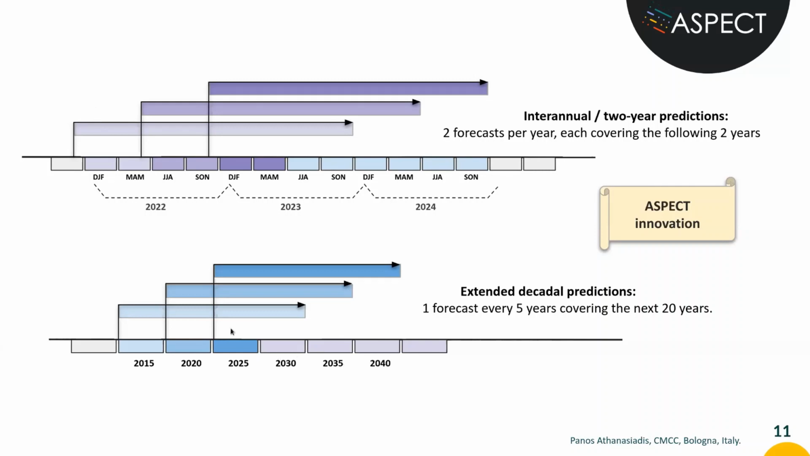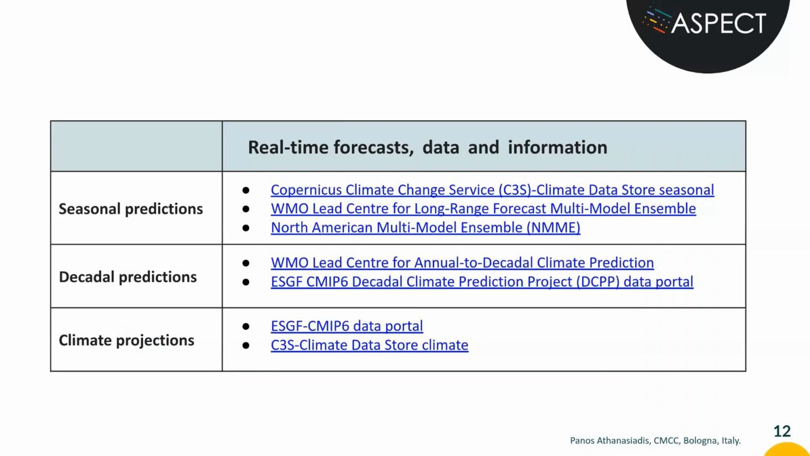At the bottom, we also see another set of predictions that will come to fill the gap between decadal and long-term climate projections, extended decadal, let's call them. This will be produced every 5 years, and will cover the next 20 years, to provide information at the 20-year range, which is particularly useful for adaptation. Here for reference, I have just listed some sources of information for data and real-time forecasts. These are all multimodel ensembles, and you see them for seasonal and decadal predictions and climate projections, just for your reference.